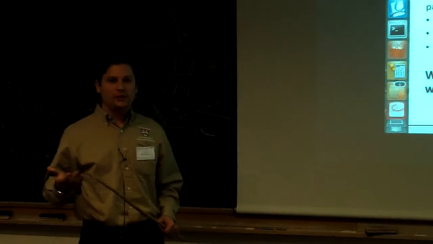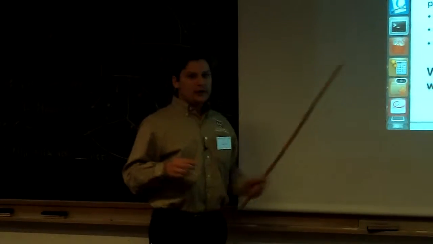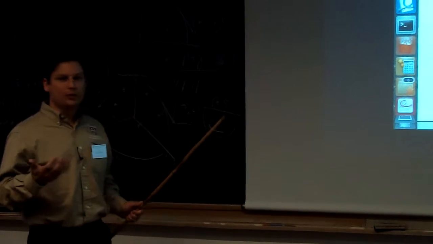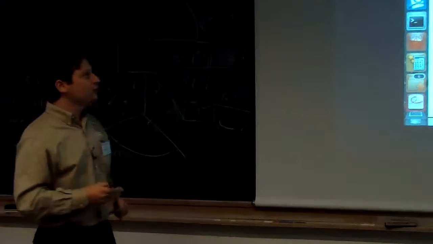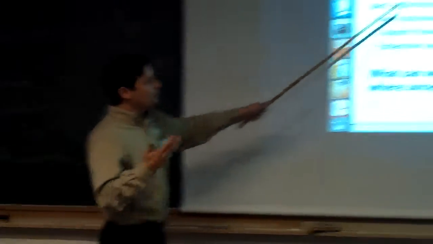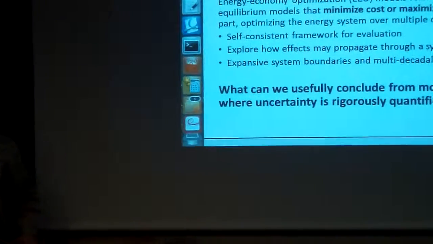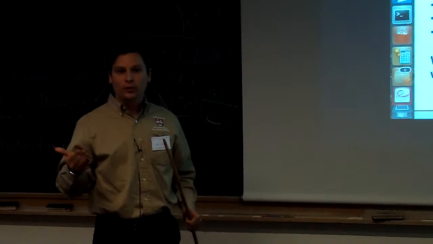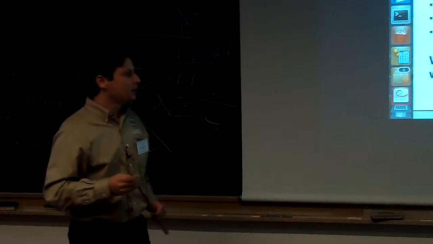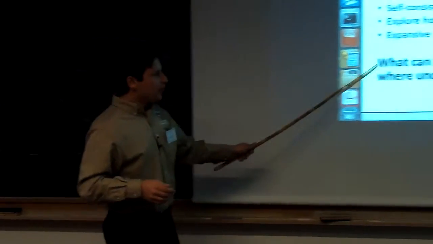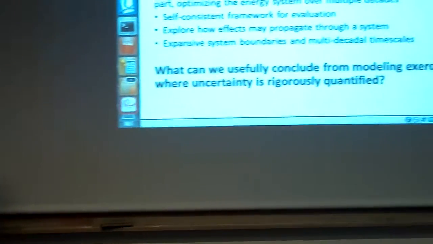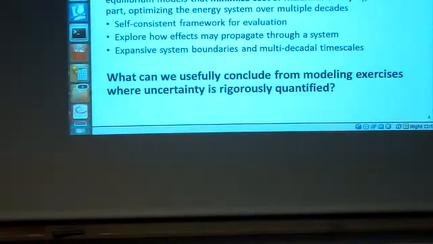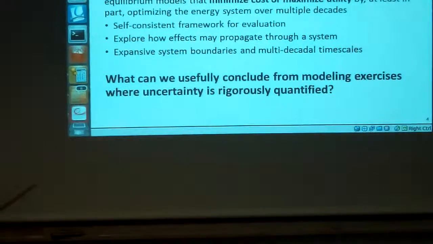And one thing I want to be clear about: these models are not going to give the answer, because the answer to the questions that I pose is not strictly technical or scientific. It's really a mix of technical, economic, and moral considerations. But I do think that these models can help inform some of the decisions that we need to make. And again, the bottom line for me is, when we run these models, what can we usefully conclude? What insights can we develop when we rigorously quantify the uncertainty?